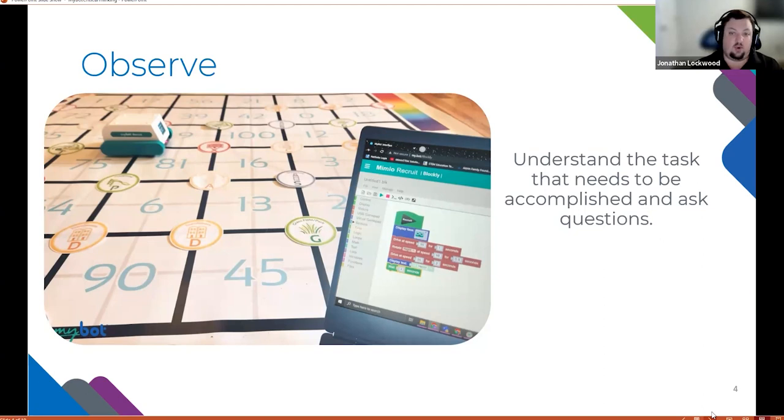Maybe if we're having our robot navigate a city, does it need to know if there are stop signs in this city? Does it need to know if there are one-way streets in this city that it needs to consider as it's navigating? As we're observing, we're asking as many questions as we can think of, because as we observe and ask those questions, that's what builds that ability to critically think and to try to create as complete a solution as possible.